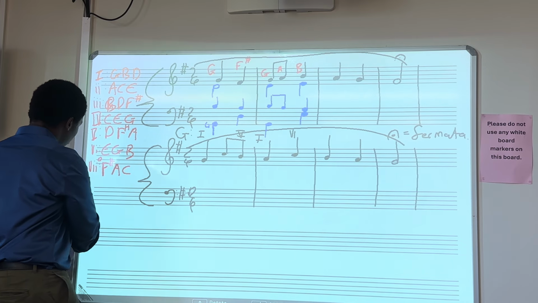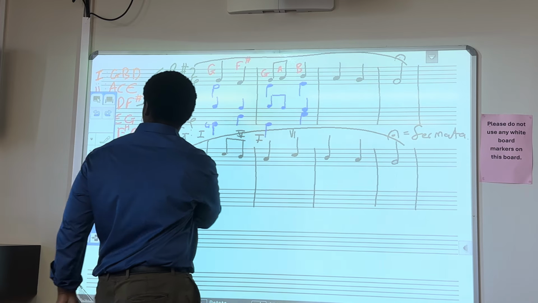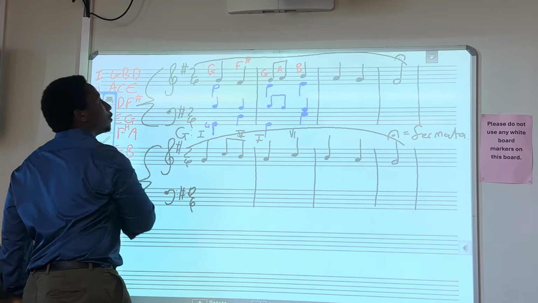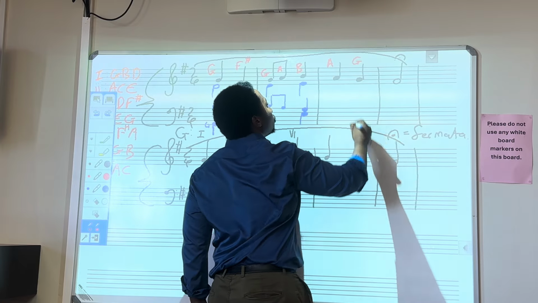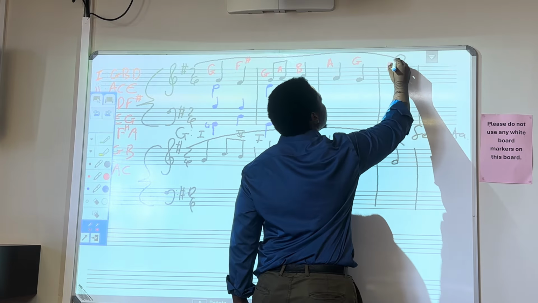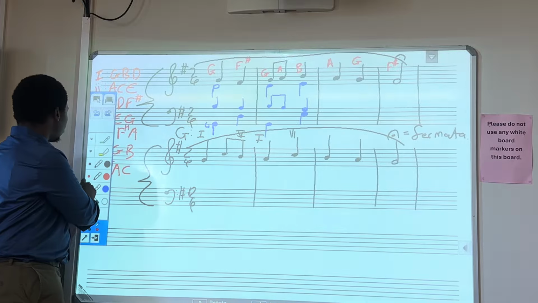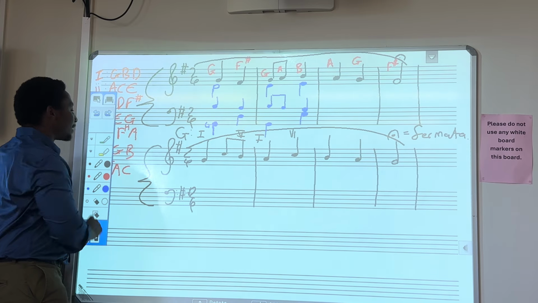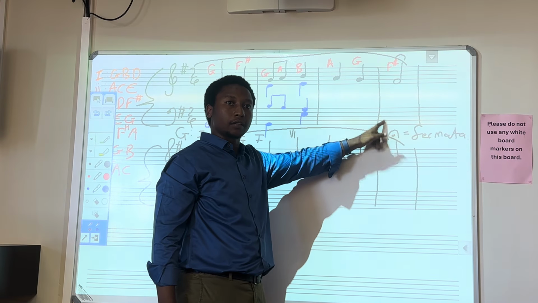Next notes. I have A and I have G. G and F sharp. Now this is where things are important. I definitely need a cadence here. Definitely need a cadence here.